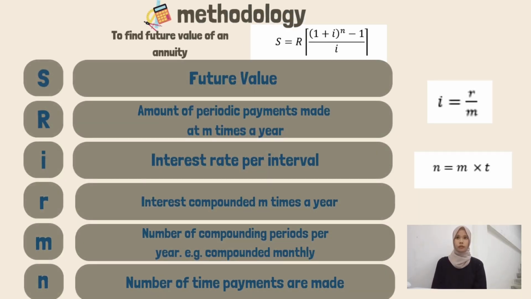So this is the methodology to find the future value of an annuity. The formula is S equals R open square bracket open bracket 1 plus i close bracket power of n minus 1 per i close square bracket. S is the future value, R is the amount of regular payment made m times a year, i is the interest rate per interval, i equals r per m, r is the interest compounded m times a year, m is the number of compounding periods per year, for example compounded monthly, n is the number of times payments are made, n equals m multiplied by t, and t is the number of time periods or the duration of an annuity, usually measured in years.